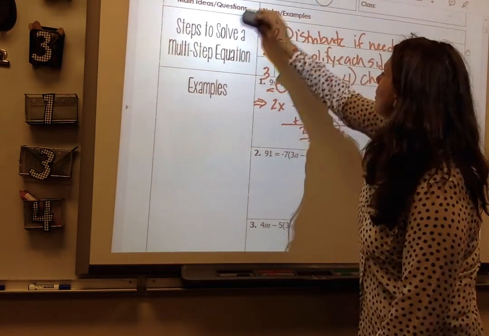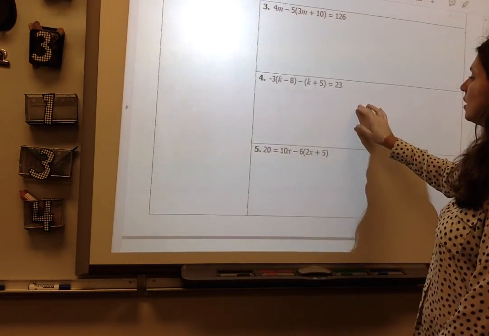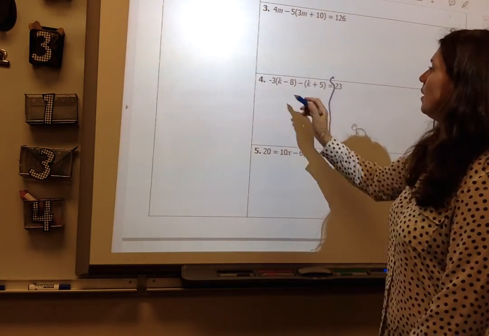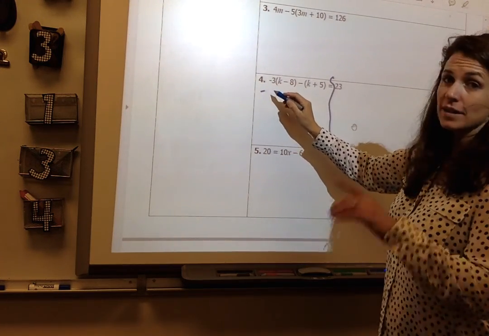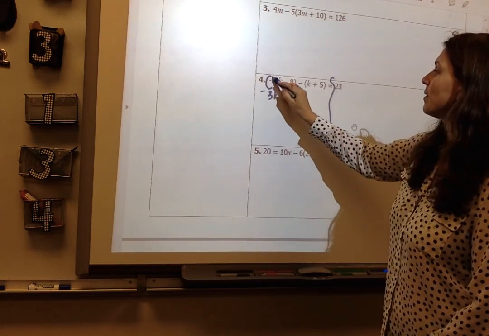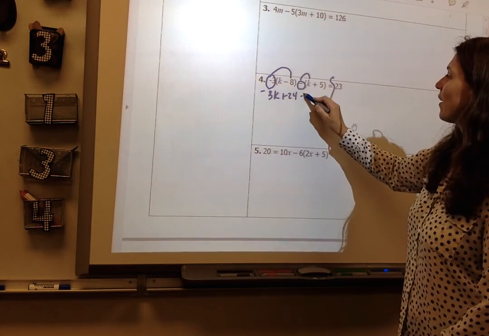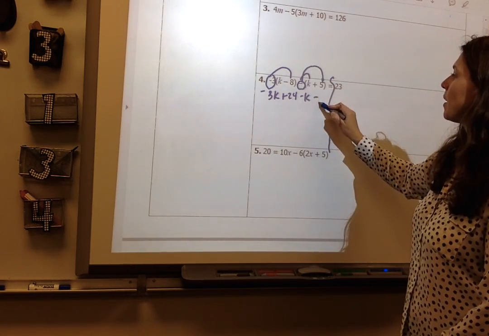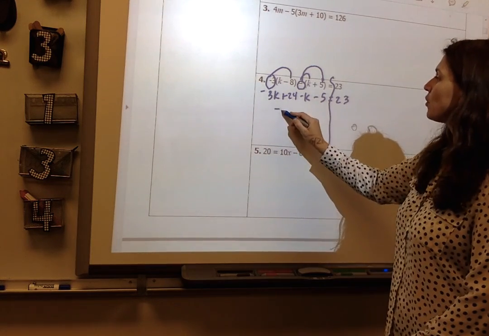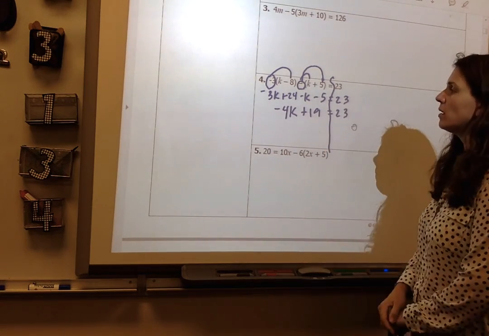All right, so that's number 1. I'm going to do a couple of examples. Let's jump down here to number 4. So I distribute the negative 3. That's step 1, distribute. So negative 3k plus 24, because negative 3 times negative 8 is positive 24. When I distribute my negative, I get negative k, and a negative times a positive is a negative 5, and that equals 23. I combine my like terms, and I get negative 4k plus 19 equals 23.